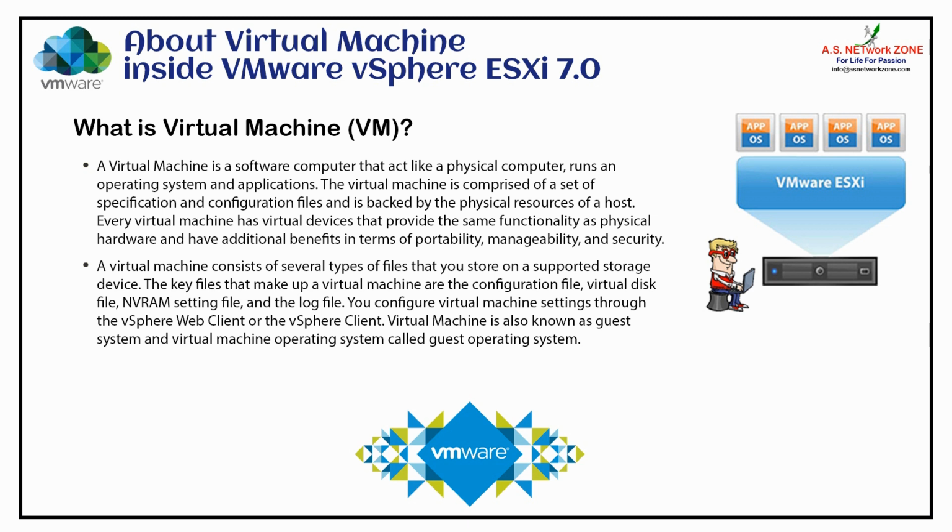A virtual machine consists of several types of files that you store on supported storage devices. The key files that make up a virtual machine are the configuration file, virtual disk file, NVRAM setting file, and the log file. You configure virtual machine settings through the vSphere web client or vSphere client. A virtual machine is also known as a guest system, and the virtual machine operating system is called the guest operating system.